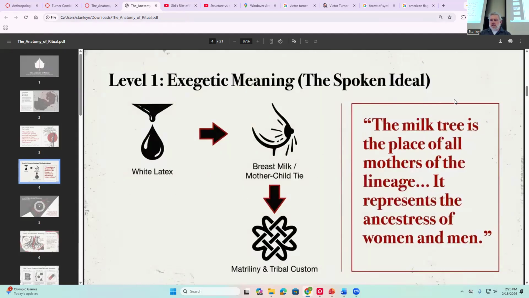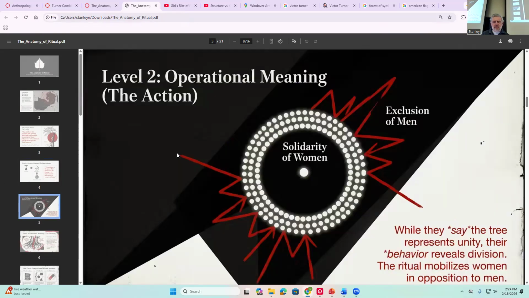And he gives this great example about the milk tree, right? It's the place of mothers, the place of lineages. There's this symbolic movement from the white sap of the tree to breast milk, which gets turned into the matriline and kinship, which gets turned into the whole Ndembu tribe, right? On the second level, he asks, what does the milk tree mean? And one of the more acculturated Ndembu said, it's like our flag. You have a British flag, we have this milk tree, right?